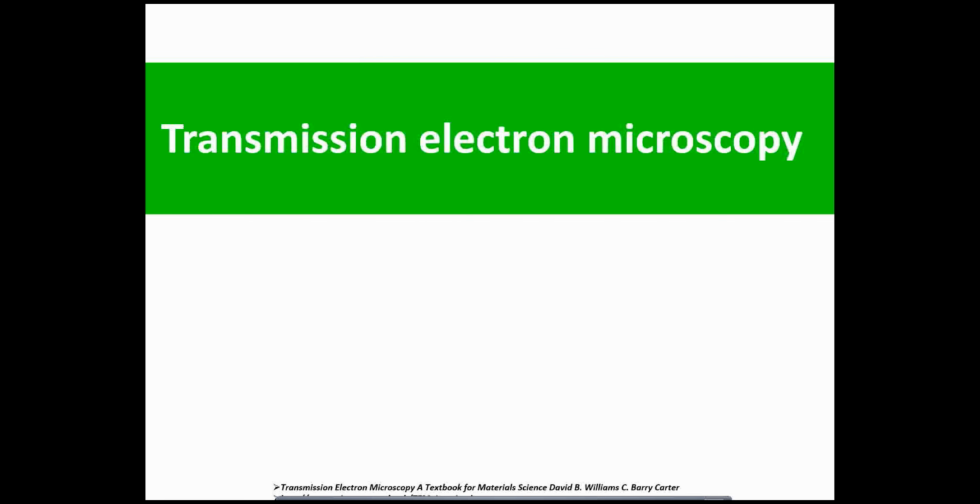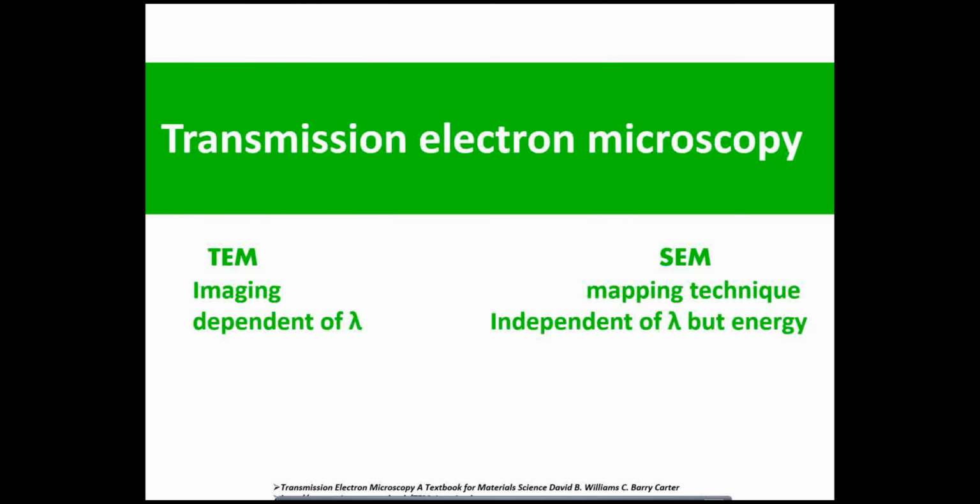Welcome viewers to our new topic, which is transmission electron microscopy. So why are we going for transmission electron microscopy when we already have SEM? There are some differences between TEM and SEM. TEM is basically an imaging technique, whereas SEM is a mapping technique. It will map out the surface topography and morphology.